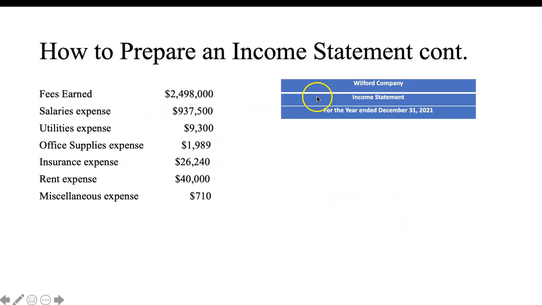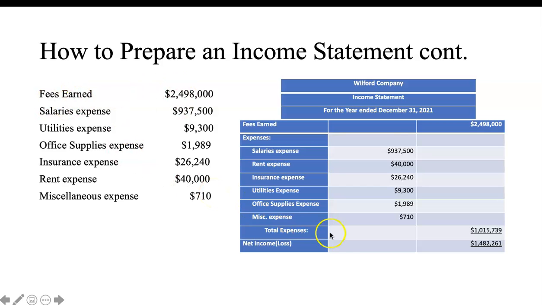So how to prepare an income statement, we'll begin at the top. We have the name of the company on the first line. Then the second line tells us what this financial statement is, and this is the income statement. Next, we will list the period of time this is prepared for, and this is for the year ended December the 31st, 2021. So next we're going to enter all of this data into our table here. And again, we begin with the revenue or fees earned, and that is $2,498,000. Then we have our expenses.